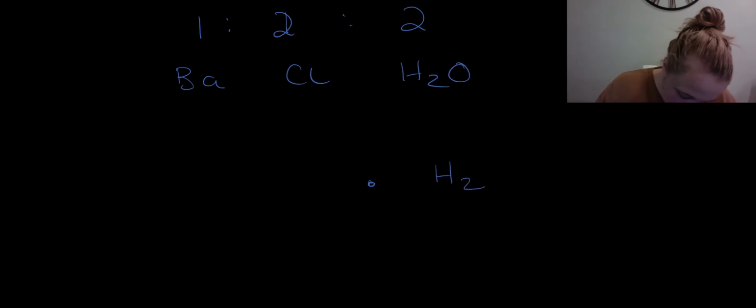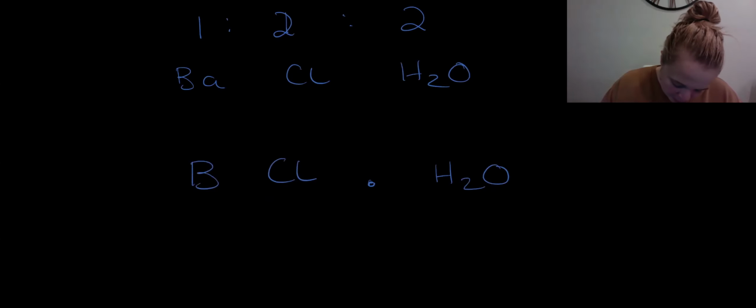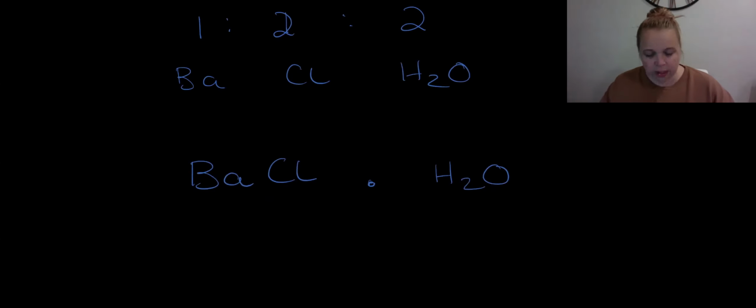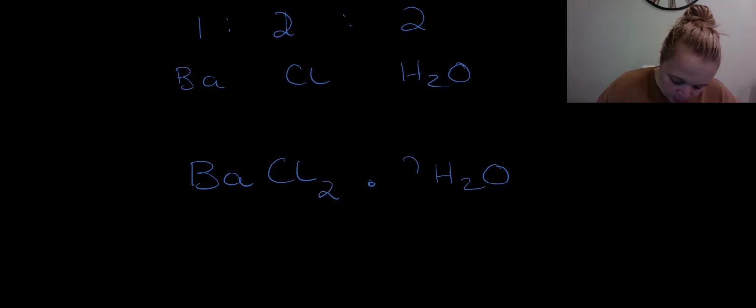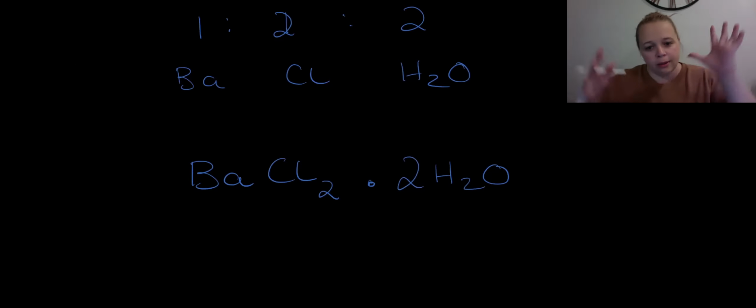Now we know that we have to have something with a dot and then the water after it, and we're going to have BaCl, but we need to figure out what our coefficients are. This one is going to have 1 down the bottom, so I'm going to leave that blank. So barium's going to have 1, chlorine's going to have 2, and we're going to have 2 H2O. And that big 2 goes in front because it means we need 2 water molecules.